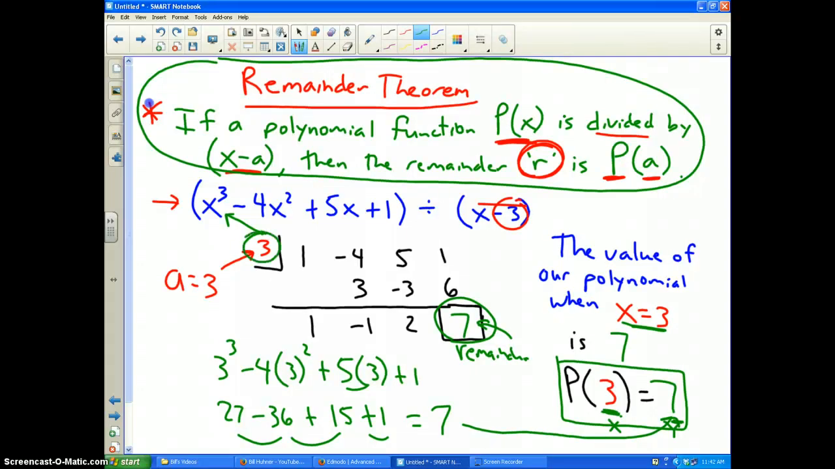So if you want to know what y is for a given number, take that number, do synthetic division, and the answer will be the remainder. And that's what the remainder theorem says.